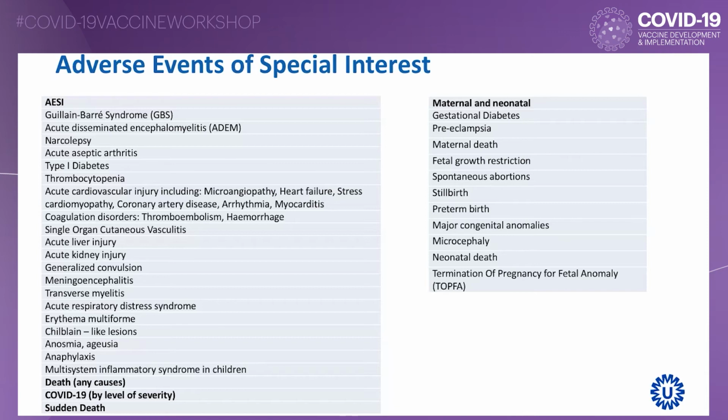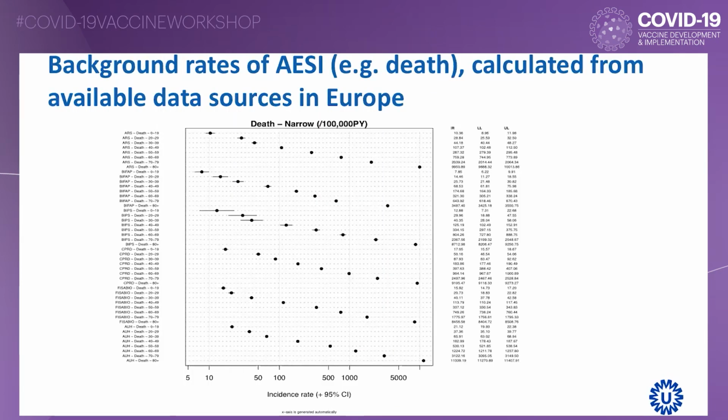You also want to know whether events occur. So what is being done for each of these ASIs in the Access project is that the background rates are being calculated, and a background rate is an incidence of an event. So how often does an event occur in the absence of the vaccine? And this, of course, could very nicely be done prior to the launch. So this has been calculated on the basis of various data sources in Europe in 7 countries.